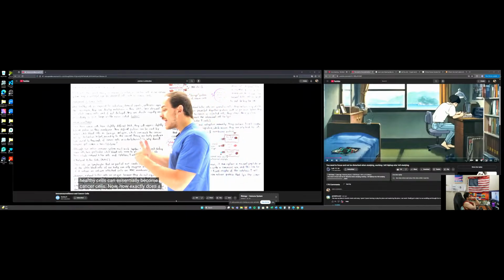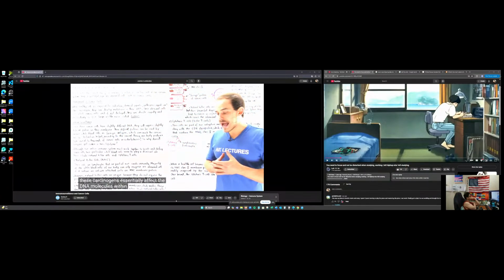Now, how exactly does a healthy cell become a cancer cell? Well, these carcinogens essentially affect the DNA molecules within our healthy cells.